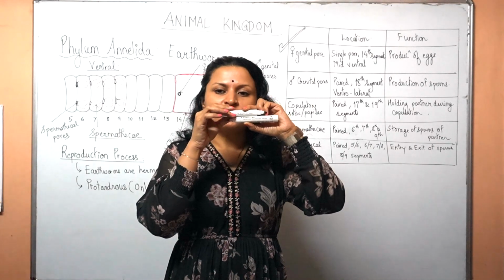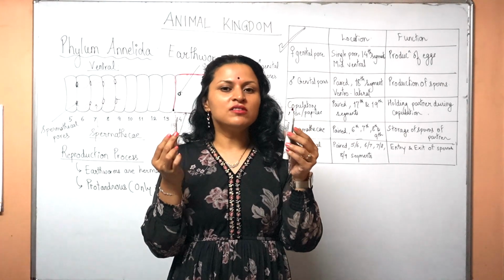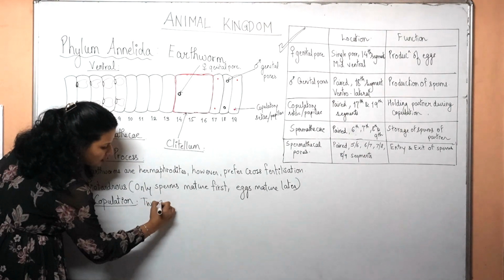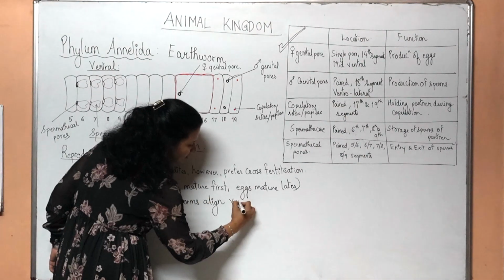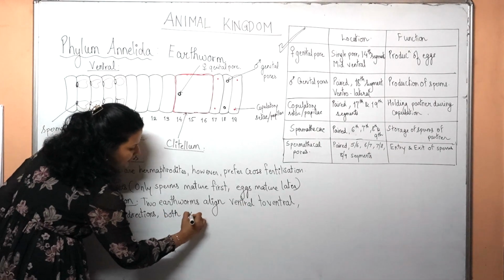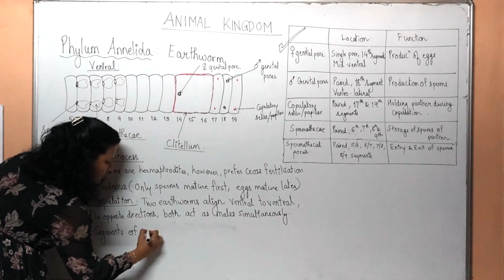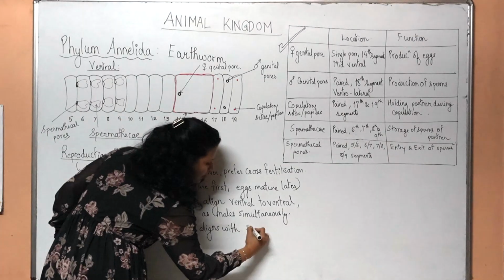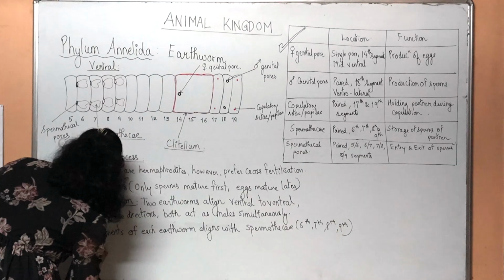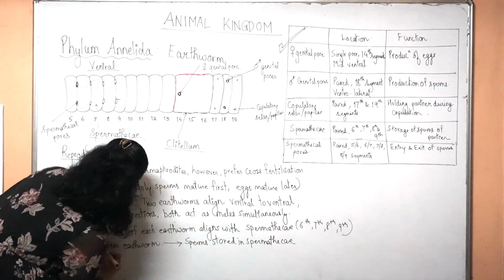At the end of copulation, when the earthworms separate, the spermathecae of both earthworms will be filled with sperms of the other earthworm. During copulation, mating, two earthworms align ventral to ventral, heads in opposite directions. Both act as males simultaneously. The 18th segment of each earthworm aligns with the spermathecae, that is the 6th, 7th, 8th, 9th segments of the partner earthworm. Sperms are stored in spermathecae, after which the earthworms separate.